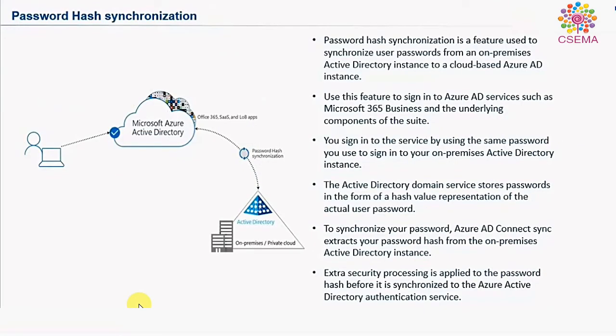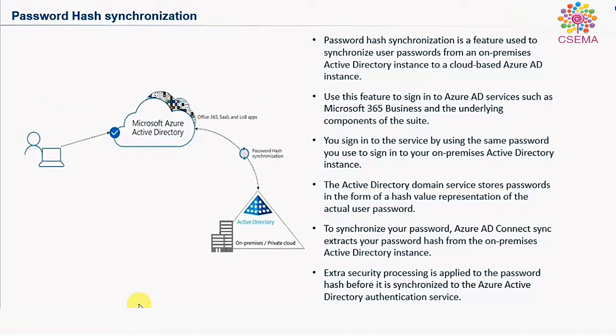And there is password hash synchronization. Password hash synchronization is a feature used to synchronize your user password from the on-premise Active Directory instance to the cloud-based Azure AD instance. You could use this feature to sign in to Azure AD services. You sign in to the service by using the same password you use to sign in to your on-premise Active Directory instance. Active Directory Domain Services stores the password in the form of a password hash. So every account has a password hash, and the password hash is stored in Azure Active Directory.